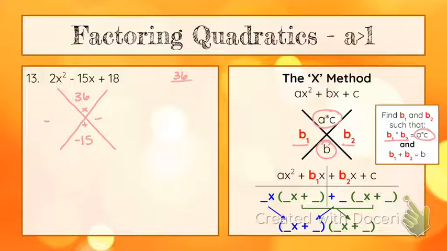Now we need to list our factors of 36. We have 1 and 36, 2 and 18, 3 and 12, 4 and 9, and then 6 and 6. That's all of them. So which two of these add up to be 15? That's going to be 3 and 12. And it doesn't matter what order we put these in because they're both negative.